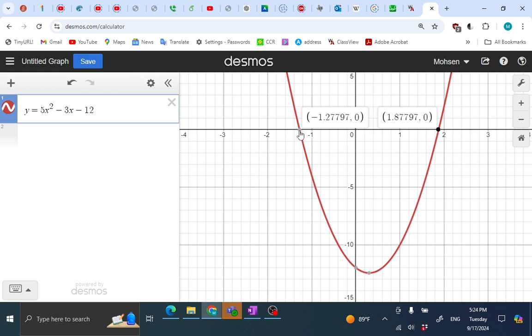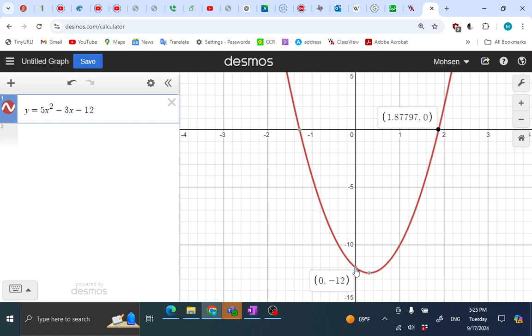Desmos also suggests there are other interesting points. For example, there is this y-intercept. You remember y-intercept is what you get if you set x equal to 0. So you get y is equal to minus 12. That's intersection with the y-axis. That is a point of interest.